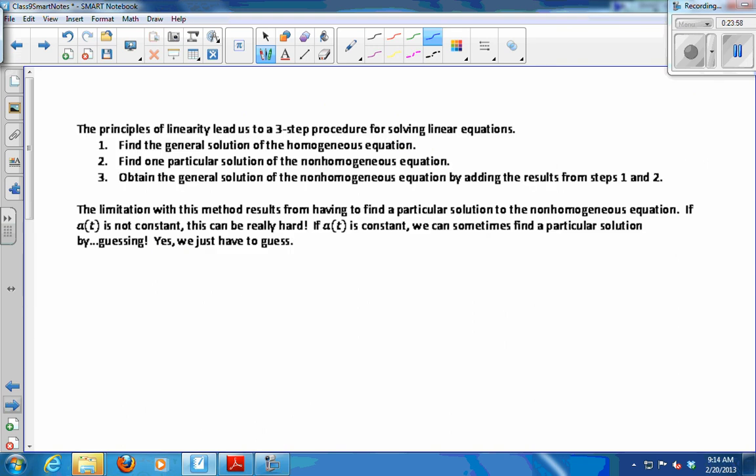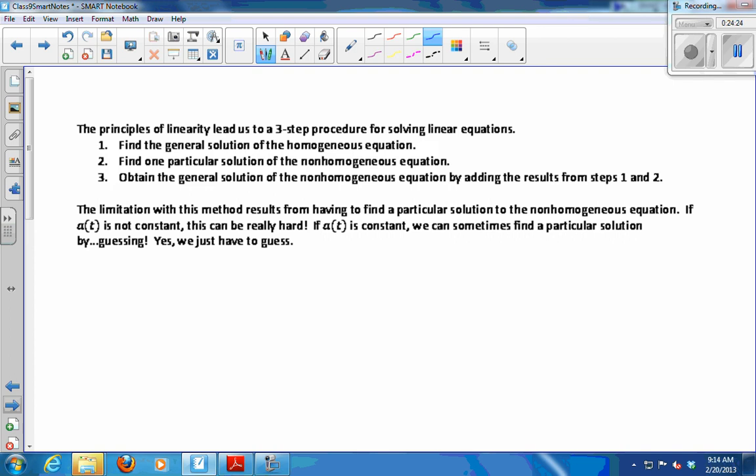So the principles of linearity lead us to this 3-step procedure for solving a linear differential equation. 1, find the general solution of the associated homogeneous equation. 2, find one particular solution of the non-homogeneous equation. And 3, to obtain the general solution to the non-homogeneous equation, add the results from 1 and 2.